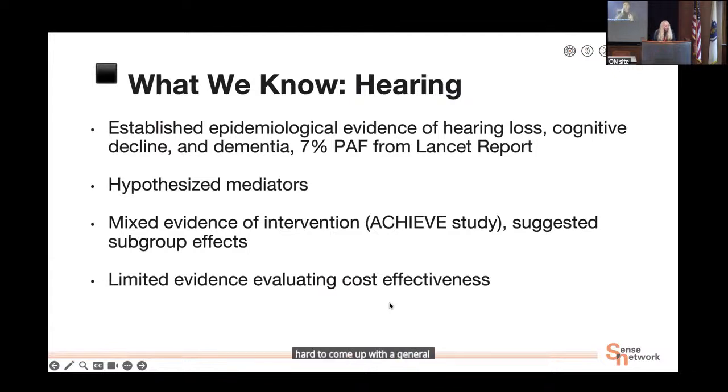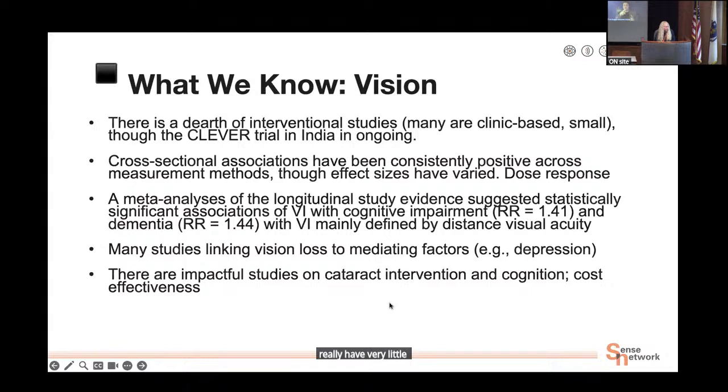So for hearing, we have the ACHIEVE trial. We actually have some information on intervention that tends to hint that there may be some subgroup effects that are important. I think there hasn't been enough work to understand the pathways, and that could be important in terms of intervention. And of course, it was pointed out repeatedly, we have very little information around cost effectiveness.